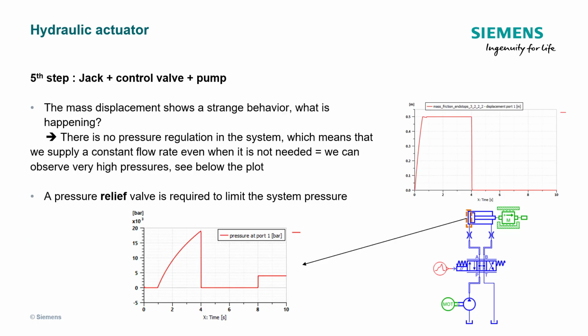After performing a simulation run, from the results we see a strange behavior of the mass displacement. What's happening? It's because there is no pressure regulation in the system. The pump keeps supplying flow rate into the chamber, even when it is not needed. The consequence is the chamber pressure becomes very high, see the plot below, which is not realistic. So we will need a pressure relief valve to limit the system pressure.